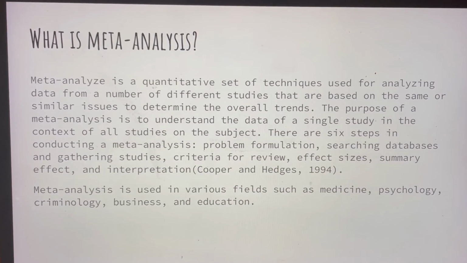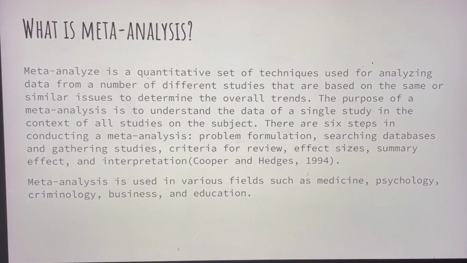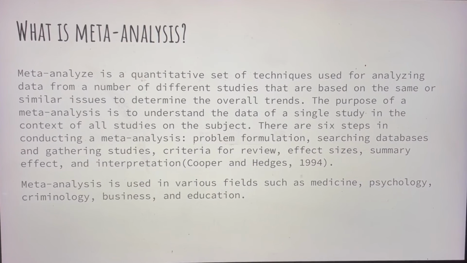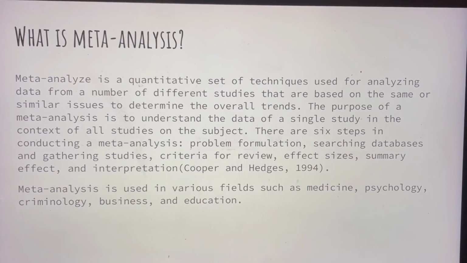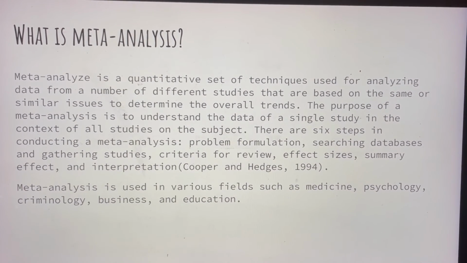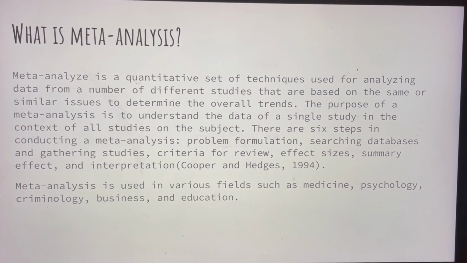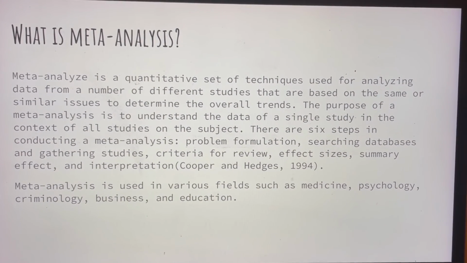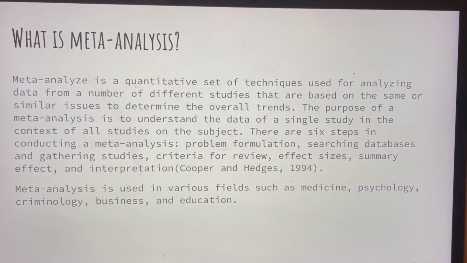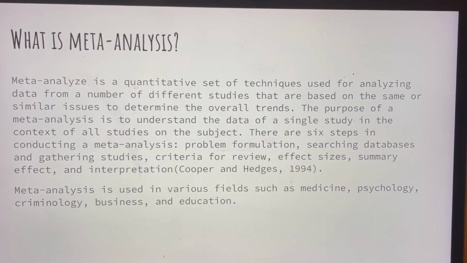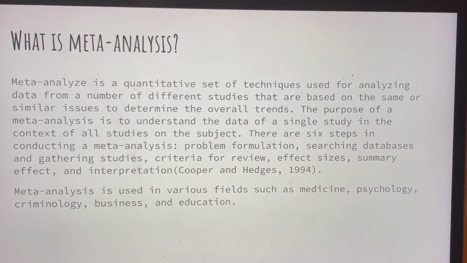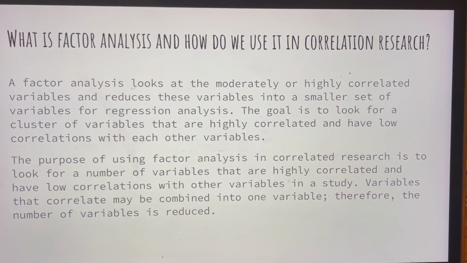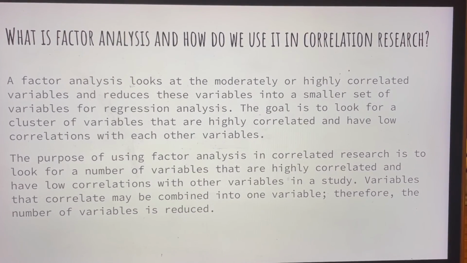What is meta-analysis? Meta-analysis is a quantitative set of techniques used for analyzing data from a number of different studies that are based on the same or similar issues to determine the overall trends. The purpose of the meta-analysis is to understand the data as a single study and the content of all studies on the subject. There are six steps in conducting a meta-analysis: problem formulation, searching databases, gathering studies, criteria for review, effect size, summary effect, and interpretation. Meta-analysis is used in various fields such as medical, psychology, criminology, business, and education.